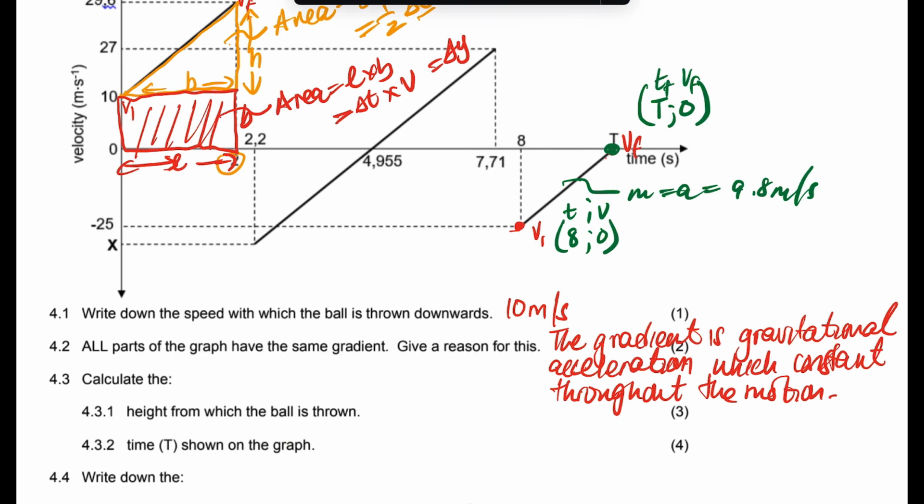minus the v initial. There's no way, guys, these points are wrong. Let's fix the points. I hope you noticed that. So here we have 25, and this is t initial. So t initial is going to be 8 and negative 25. That's the point there.